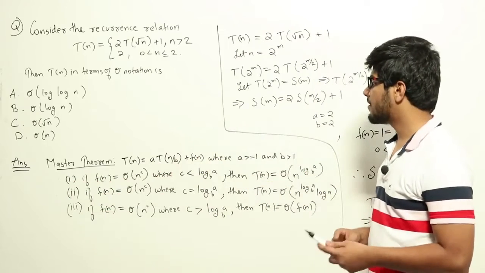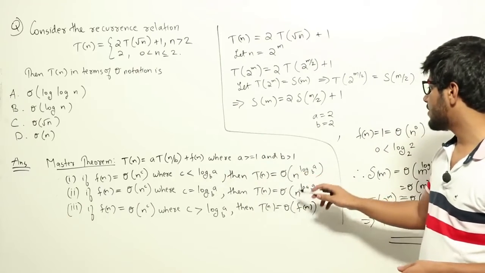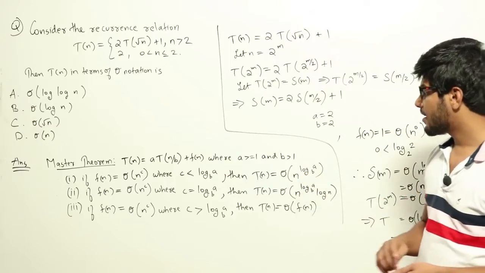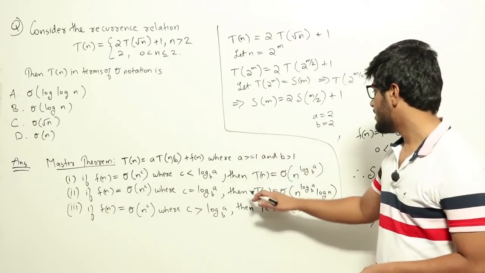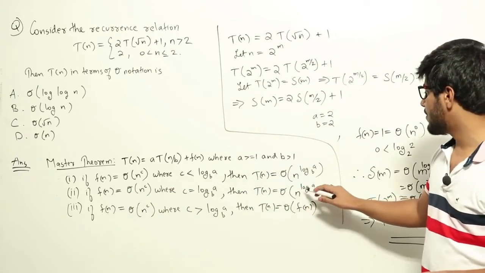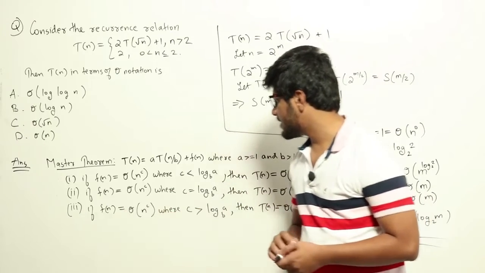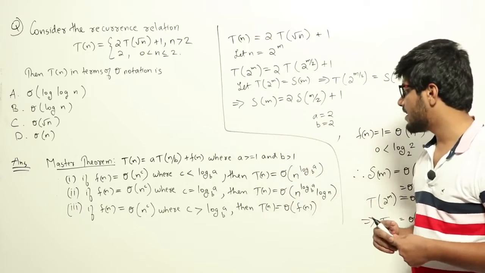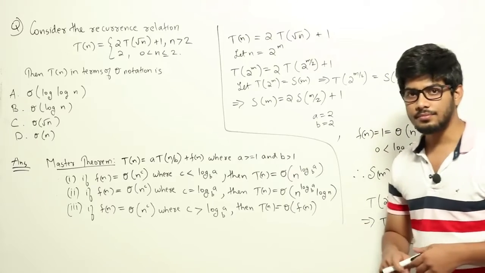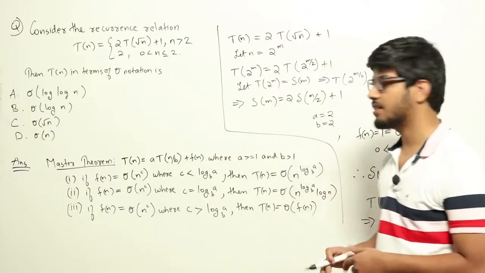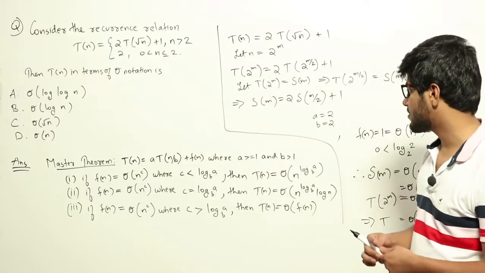Case 1, if f of n equals theta n power c, where c is less than log a to the base b, then T of n equals theta of n raised to log a to the base b. Case 2 is if f of n equals theta n power c, where c equal to log a to the base b, then T of n will be equal to theta of n power log a to the base b into log n. And case 3 is if f of n equals theta n power c, where c greater than log a to the base b, then T of n will be equal to theta f of n. So this is what Master's theorem states. If you didn't know Master's theorem, I would recommend please learn it from the video lectures or some standard textbooks.